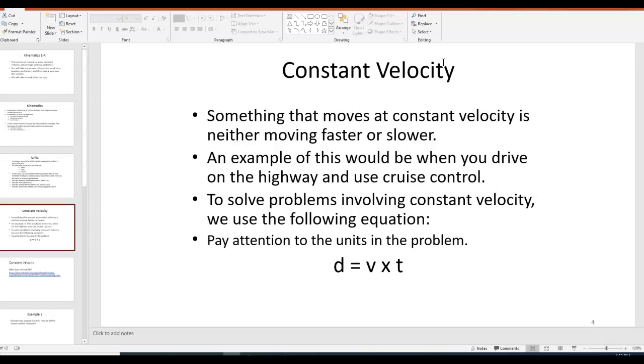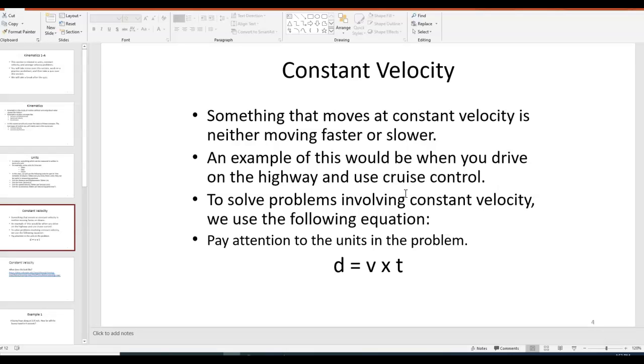Okay, so for example, if you ever drive on the highway and you use cruise control, you can set the cruise control for a certain speed, and when you take your foot off the gas, your car keeps going at that same speed. And so that's an example of moving at a constant velocity.